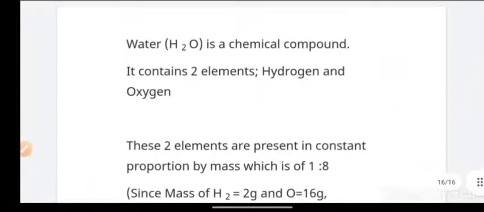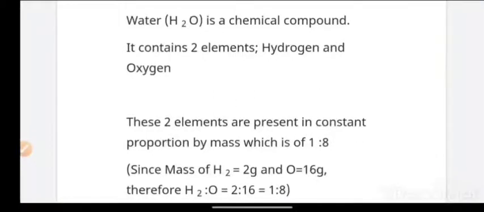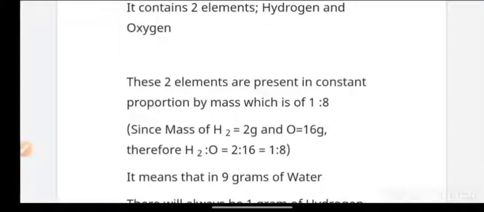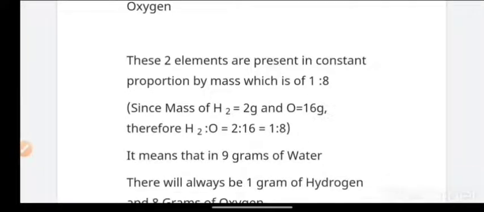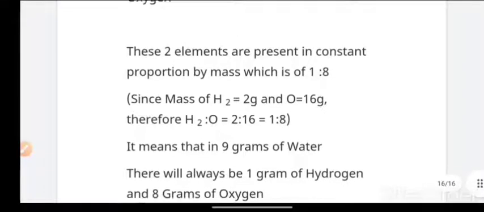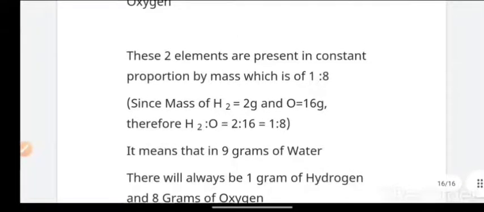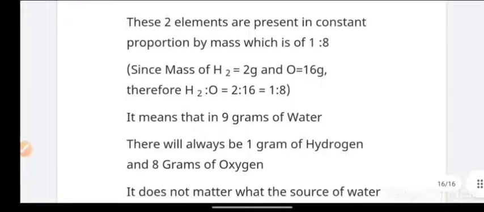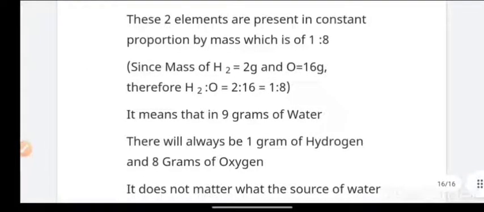Here is the example: water, H2O, is a chemical compound. It contains two elements, hydrogen and oxygen. These two elements are present in constant proportion, that is 1:8. The mass of hydrogen is H2, that is 2, and oxygen is 16. When we simplify 2:16, we get 1:8. It means that in 9 gram of water, 1 gram of hydrogen and 8 gram of oxygen are always present. When we know that the weight of the water is 9 gram, we can say that hydrogen is 1 gram and oxygen is 8 gram.